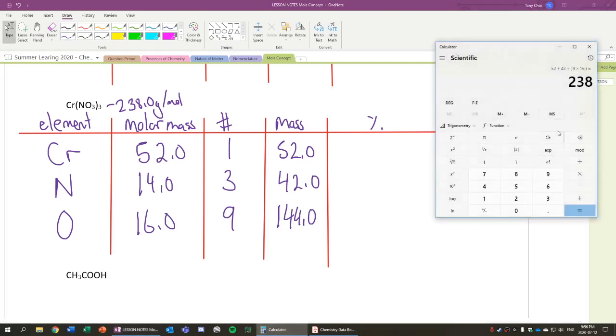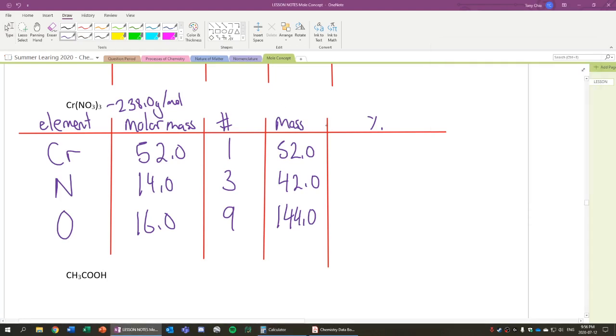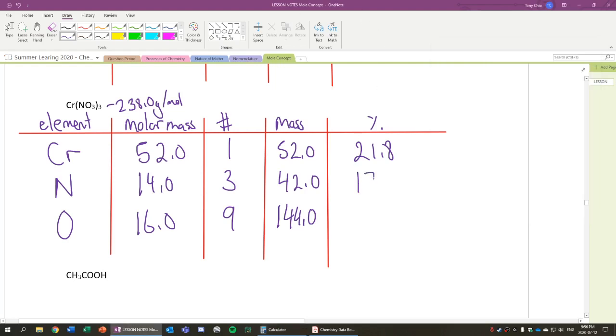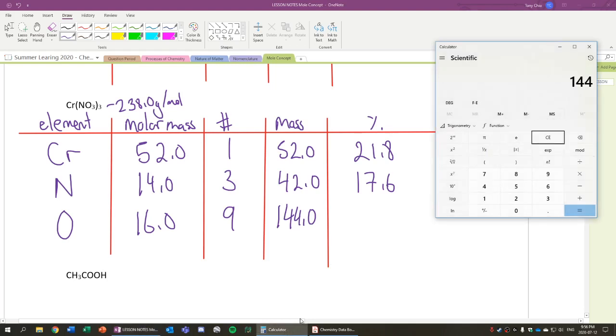Well, the first one is 52 divided by 238 times 100%, which is 21.8%. 21.8% of this compound is chromium. The next one is 42 divided by 238. I get 17.6% of this is nitrogen. And the last one is 144 divided by 238 times 100%, and I get 60.5%.